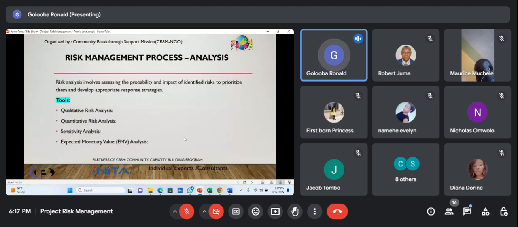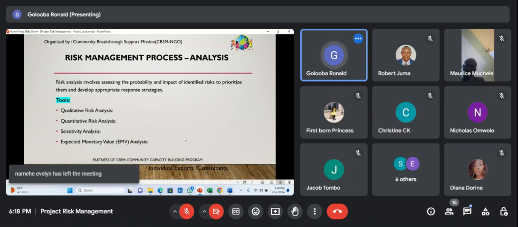The next is risk analysis, and this involves assessing the probability and impact of the identified risks to prioritize them and develop appropriate response strategies. So, some of the tools that we have in risk analysis and that we are going to look at in detail are qualitative risk analysis, quantitative risk analysis, sensitivity analysis, and then also expected monetary value analysis. These tools have different techniques that are used, and we're going to look at them one by one.